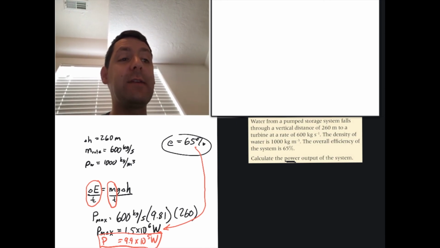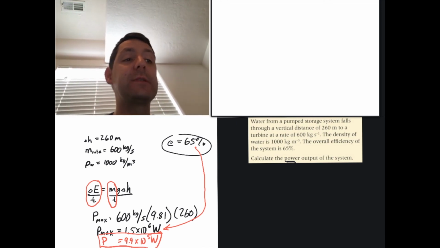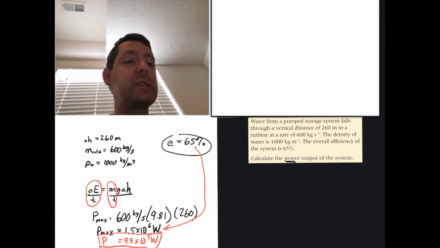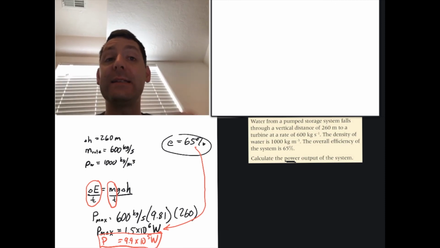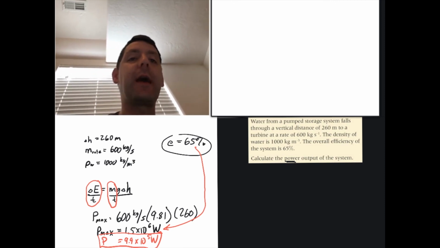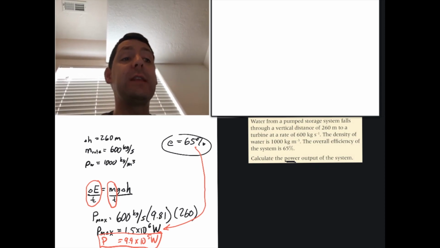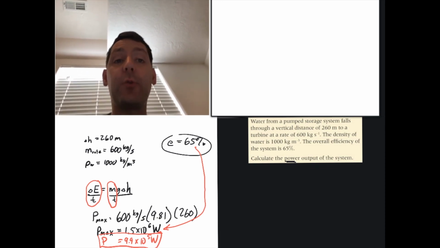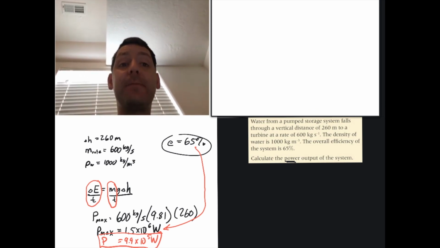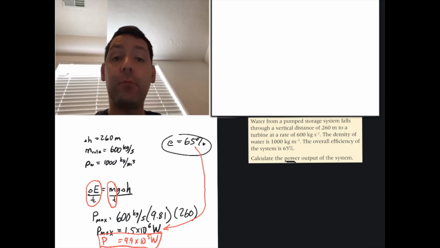It said the density of water is 1,000 kilograms per meter cubed. Not important in this specific situation. It's possible that this question has other parts. If we wanted to find the speed of the water or something like that, we could get that given the density of the water. We could turn the kilograms into volume or whatever else. Okay, so awesome. There we go.